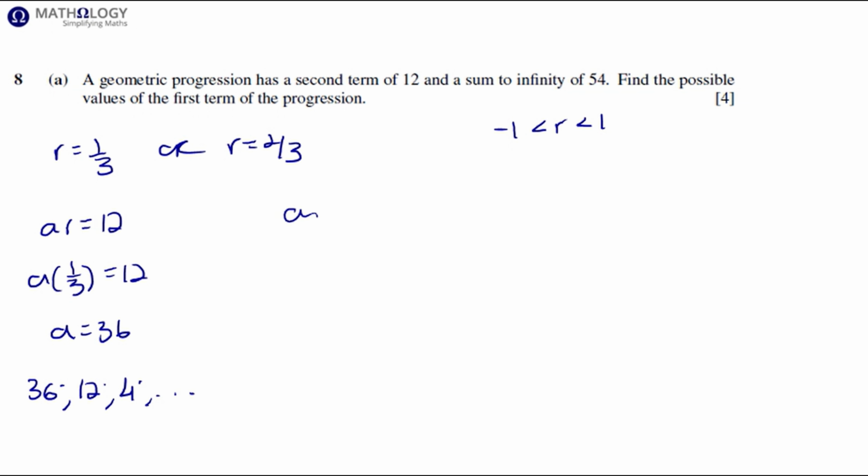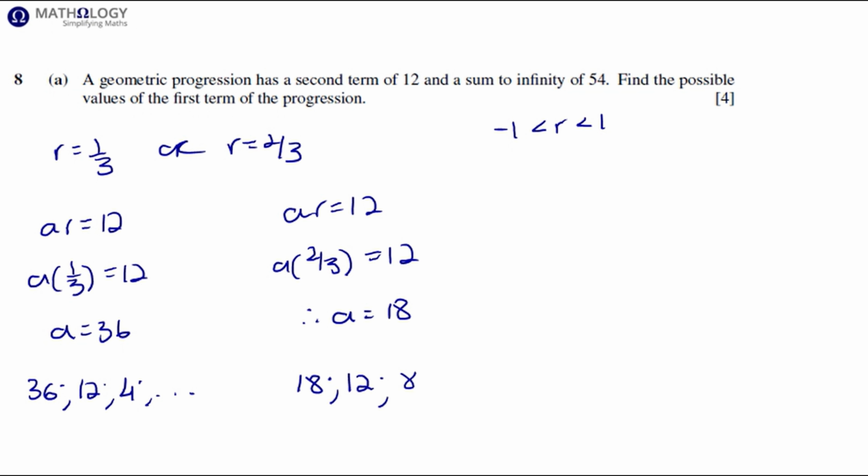And the second sequence, ar equals 12. That's going to be a times 2/3 equals 12. a will be 18. So the second sequence is going to be 18, 12, 8, etc.